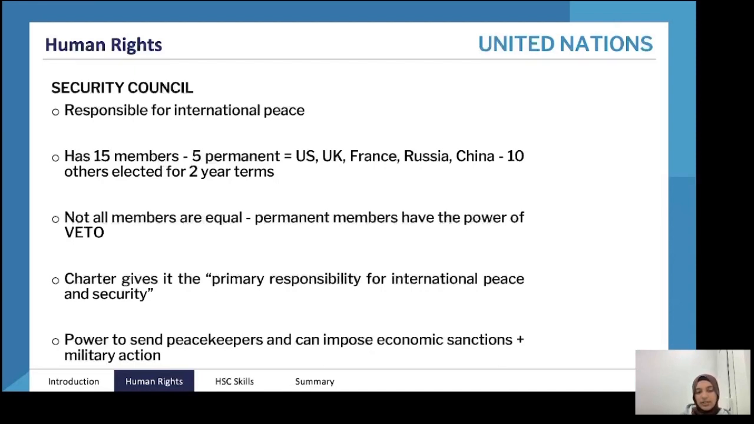So the Charter gives it the primary responsibility for international peace and security. So they have a very important role. They have the power to send peacekeepers as well, and can impose economic sanctions and military action as well.